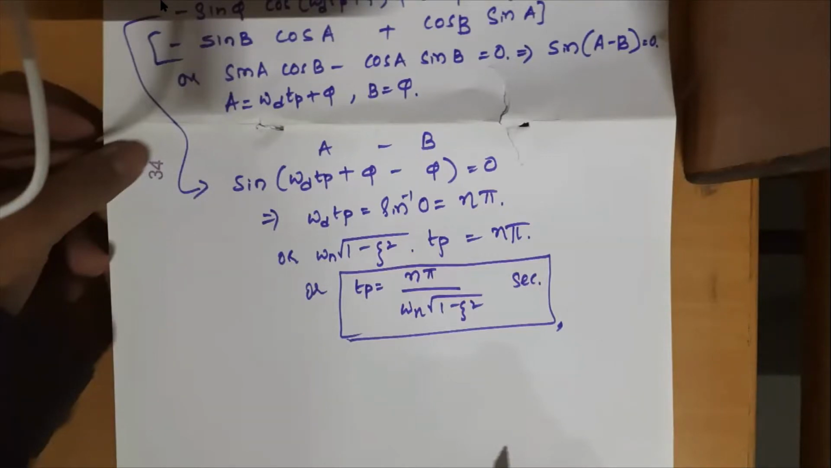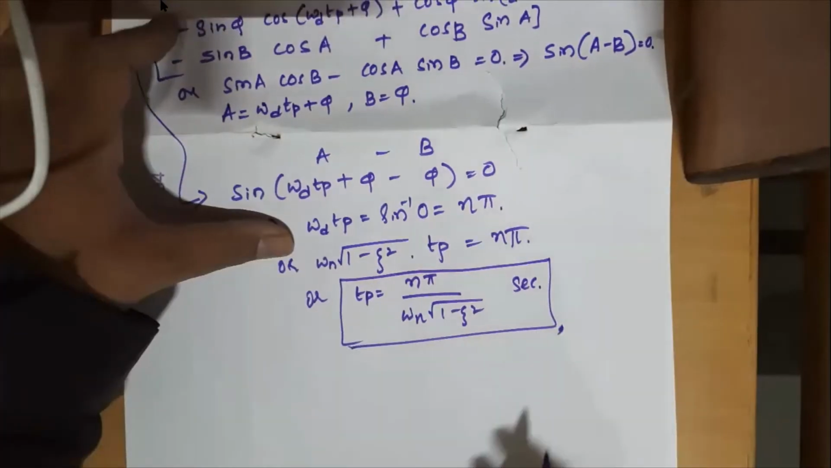So I have made a generalized derivation for peak time. Therefore, for the first peak, it is n equal to 1. For the second peak, it is n equal to 2. For the third peak, it is n equal to 3. It goes on like that. Whenever it is asked to find peak time, it is by default the first peak only. Please don't get confused. So I hope I am clear. Not a very big derivation.